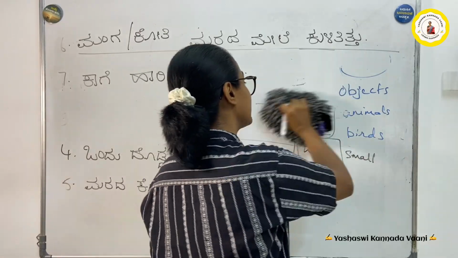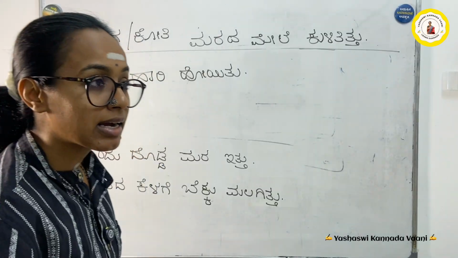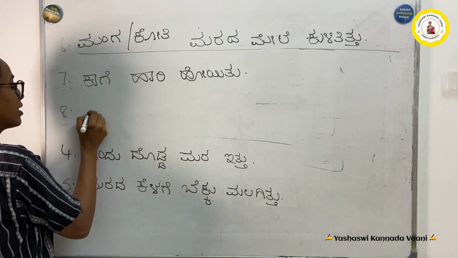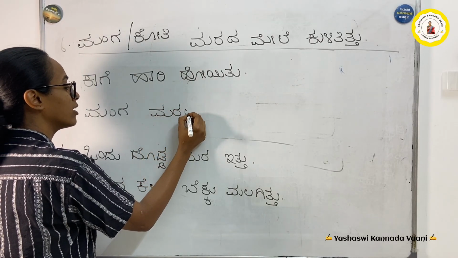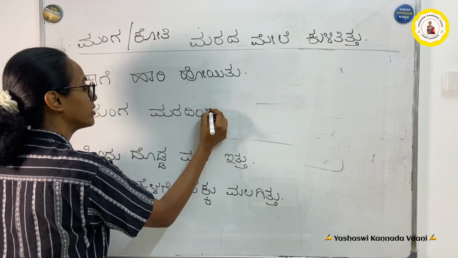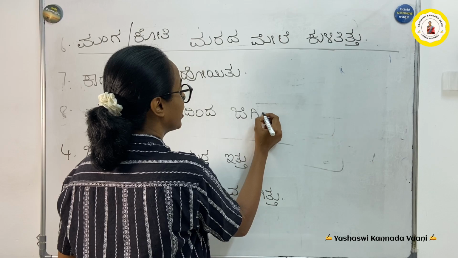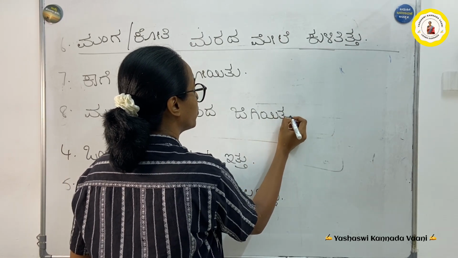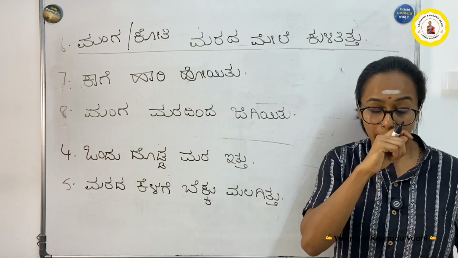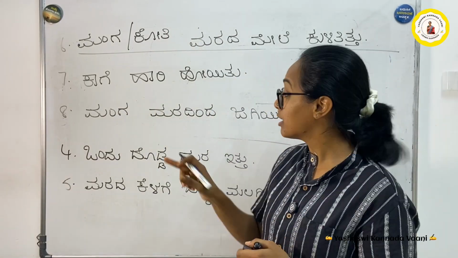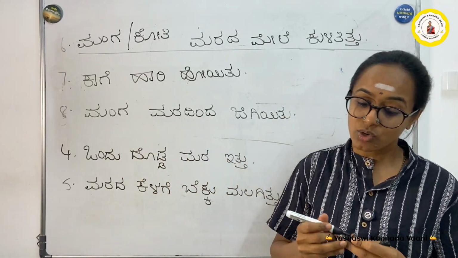We'll go for the last sentence. Write it down. I'll say the sentence. ಬರ್ಕೊಳ್ಳಿ. ಮಂಗ or ಕೋತಿ. ಮಂಗ ಮರದಿಂದ, from the tree. ಜಿಗಿಯಿತು. Jigiyitu means to jump. Okay, so a monkey jumped from the tree. Maradinda, from the tree. Okay na?